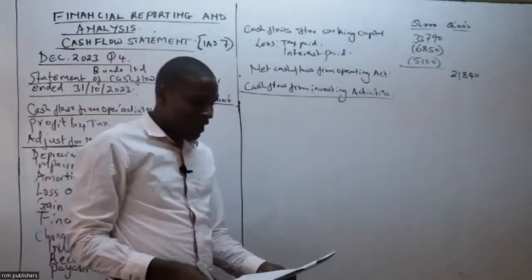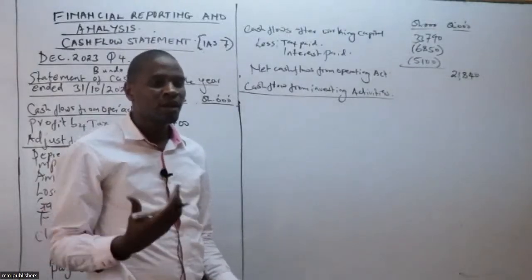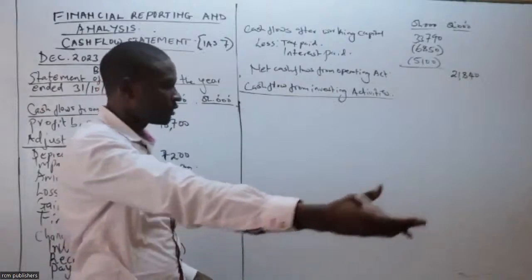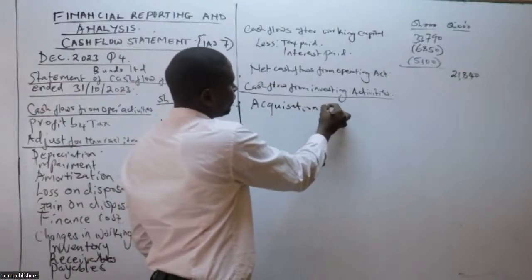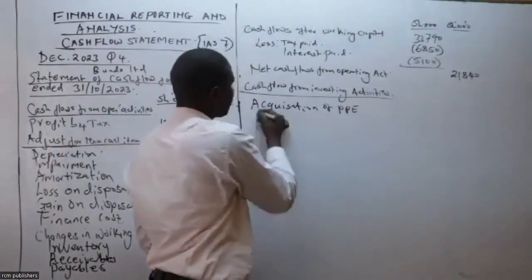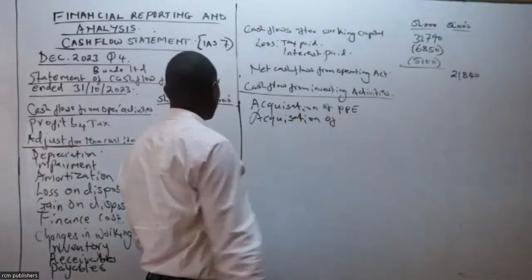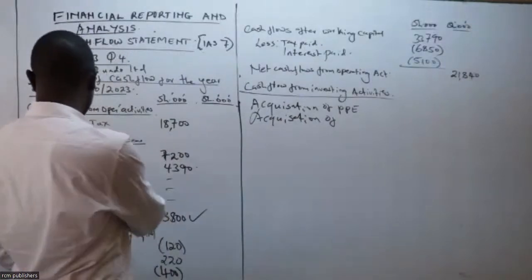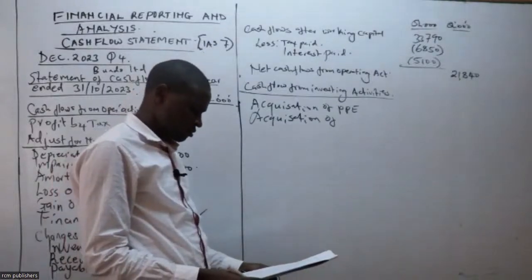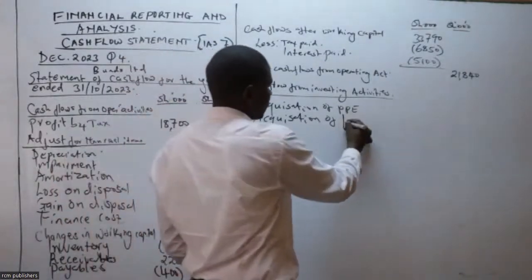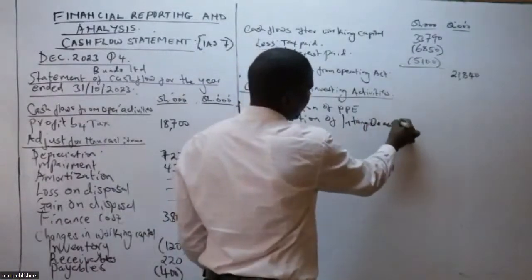Now, from our analysis, or from what we have seen, they acquired what? PPE worth how much? Somebody. Acquisition of PPE. That we already computed. And we were also told about acquisition of a patent. Was it a patent or what? Acquisition of an intangible asset. Those two are the only ones that affect us here.